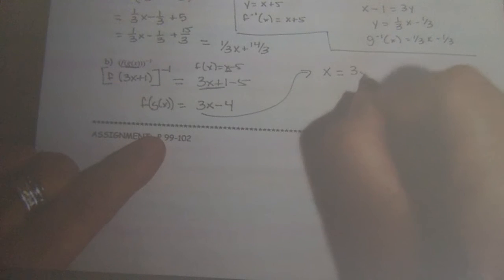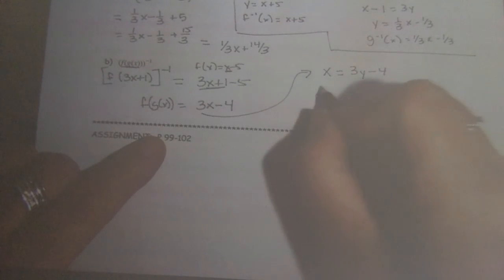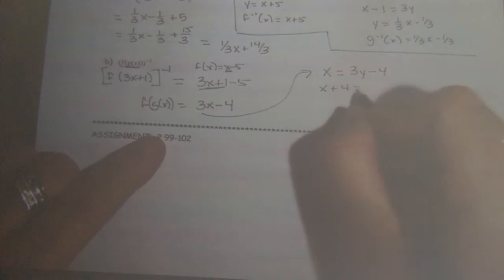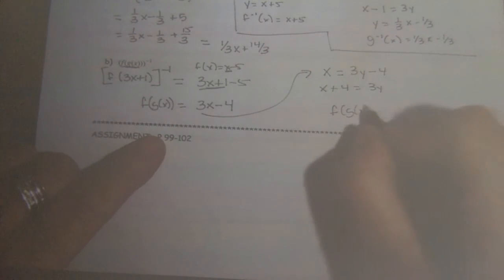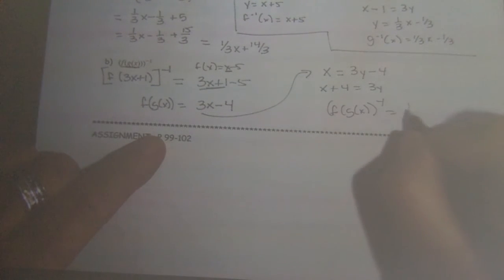And then to find the inverse of this function, switch the x and the y around, add 4, and divide by 3. We get 1/3 x plus 4/3.